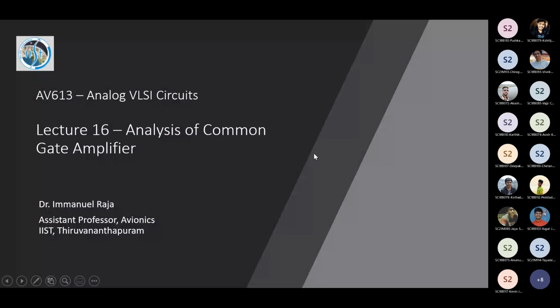So till last class, we had a long discussion on different types of common source amplifiers. We looked at all the parameters, which include gain, bandwidth, noise, signal swing limits, and we also looked at some of the trade-offs there. And we also looked at what the input and output impedances are, how to calculate them, all these things.